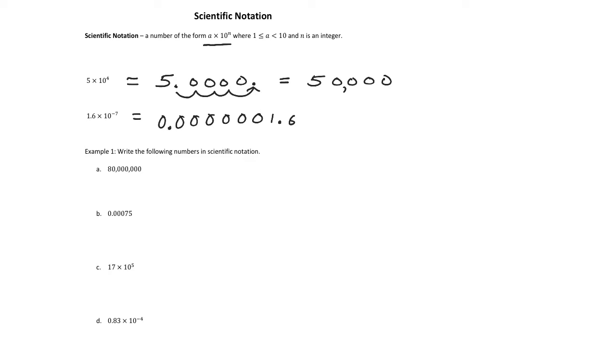and I know the decimal point has to end at this location here. So that's 1, 2, 3, 4, 5, 6, 7. And I put a 0 on the other side of the decimal point. So this is really 0.000000016.